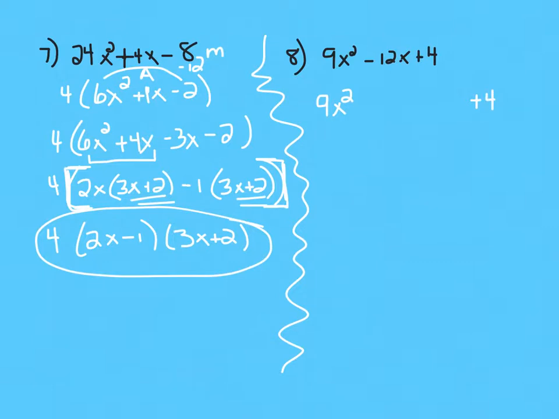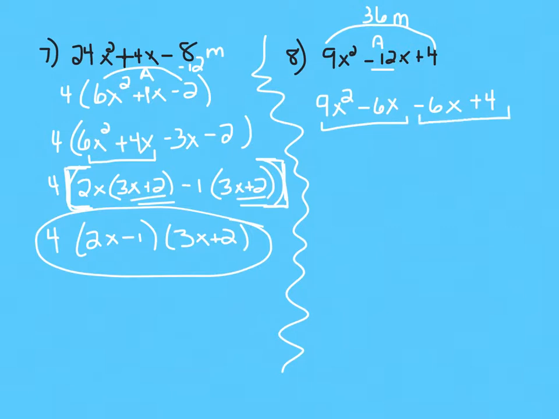Okay, now we need to come up with two numbers that multiply to the product of 9 and 4, which is 36, and that add to negative 12. Okay, so negative 6 and negative 6. And since this term has an x on it, we're going to attach x's to each of these negative 6's. And from here, like we've been doing in some of the earlier problems, we're just going to group.